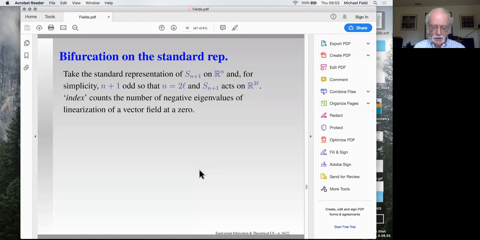This is something I'll explain a bit more later. So this brings me to bifurcation on the standard representation. This is where the dynamical bit comes in. So this is kind of known for a long time.